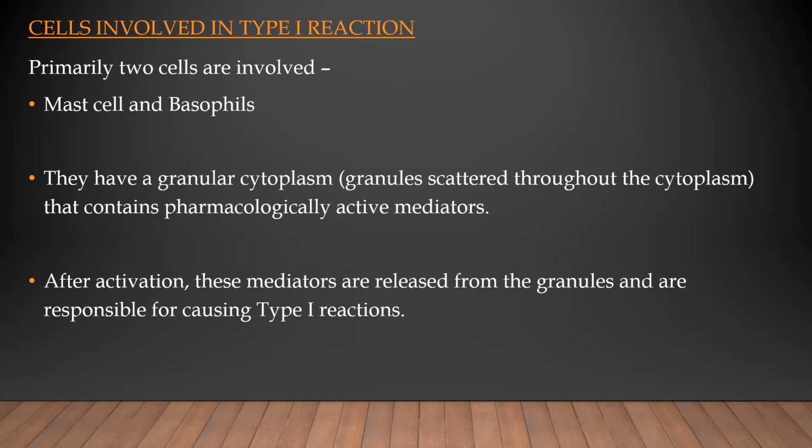Now, what are the cells involved in type 1 hypersensitive reactions? As I mentioned before, and as you have seen in a diagram, there are two types of cells playing an important role in causing allergic reactions. These are mast cells and basophils. Mast cells and basophils have a granular cytoplasm. That means they have granules in the cytoplasm that carry pharmacologically active mediators. When degranulation of the membrane of these cells occurs, these active mediators are released from the granules into the surrounding medium. These pharmacologically active mediators are going to cause the tissue-damaging type 1 hypersensitive reactions.